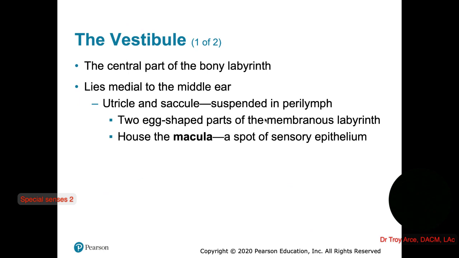The vestibule is the central part of the bony labyrinth and lies medial to the middle ear. The utricle and saccule are suspended in perilymph and are the two egg-shaped parts of the membranous labyrinth. The macula is a spot of sensory epithelium. It's called the house of macula.